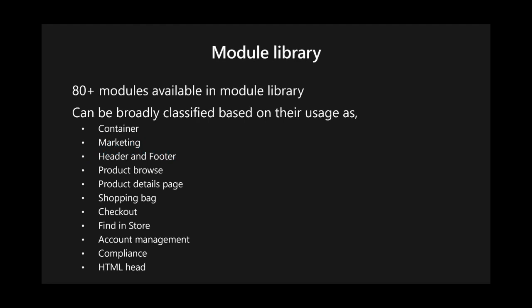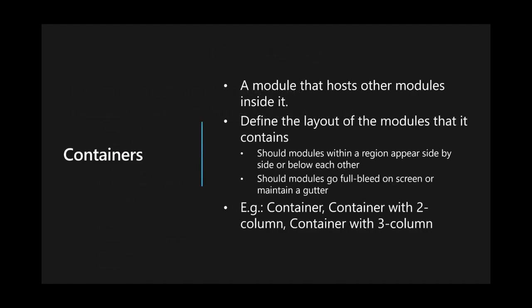So module library, there are about 80 plus modules available in the module library. Now, these can be broadly classified based on their usage as container, marketing, header, footer, product browse, product details, etc. Really, the classification here is based on the intended usage or the pages that they're being used on. Just to give you an overview of the different modules that we ship out of box. Now let's walk through each of these different modules that we support.